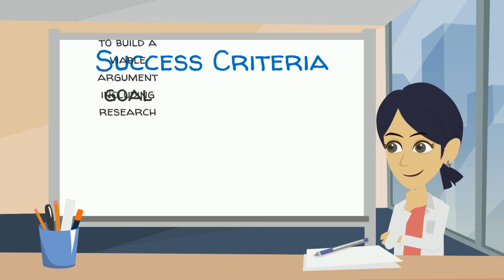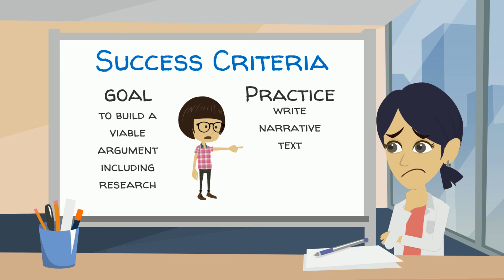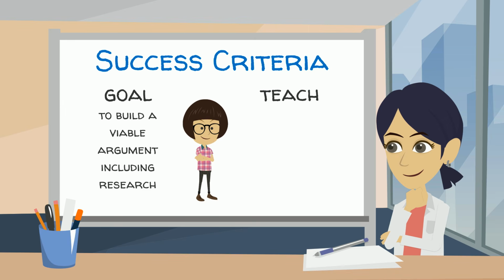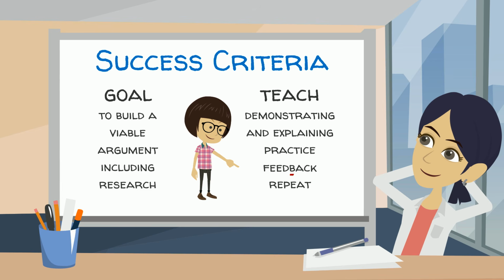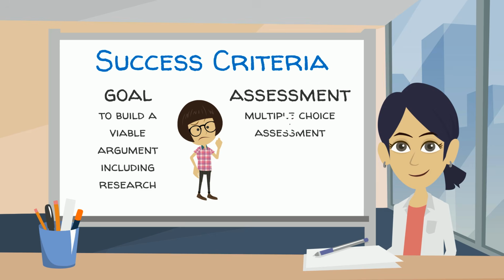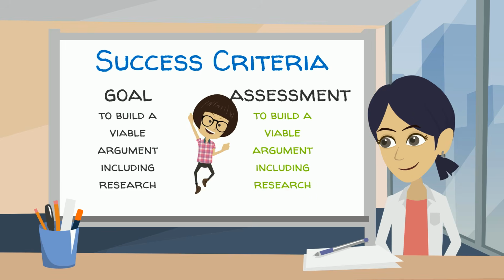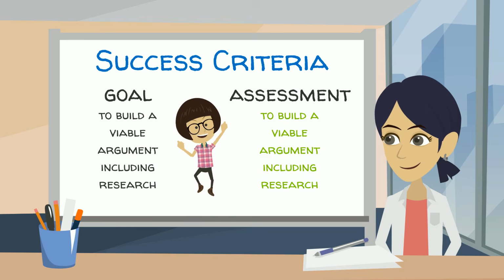If your goal is to have students build a viable argument, including research, then don't have them practice writing narrative text. You teach them how to build a viable argument, including research, through demonstrating and explaining the key components, and then you provide the opportunity to practice doing that skill and provide feedback. This continues until they can successfully build a viable argument, including research. Do you test this skill with a multiple choice assessment? No. You ask them to build a viable argument, including research. Your goals, assessment, and strategies must be aligned.